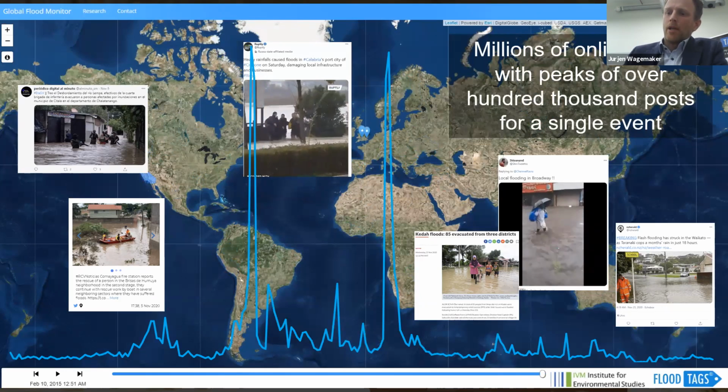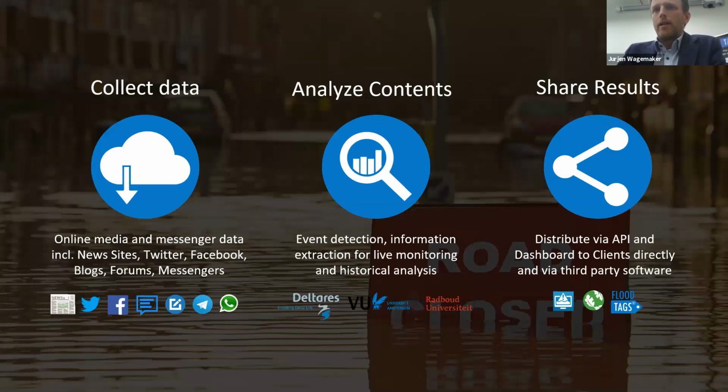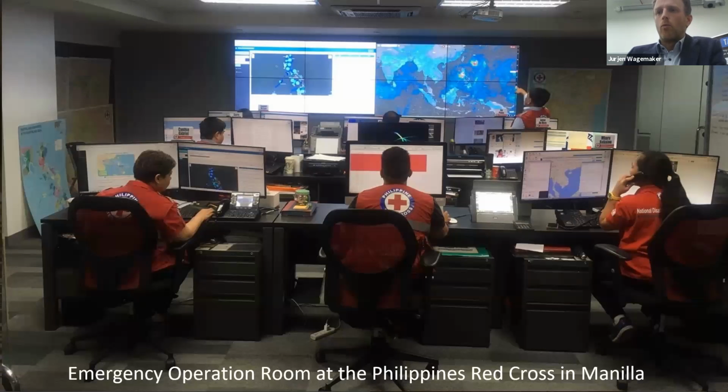We saw this happening and had the idea to start collecting all that data and analyzing that data. So this is what we do. We collect the data from different sources, from Twitter, from blogs, from forums, from a lot of news sites, and then we analyze it. We do that with our partners. It involves event detection, information extraction, and then we distribute the content via an API and the dashboard. So what does that look like in real life?